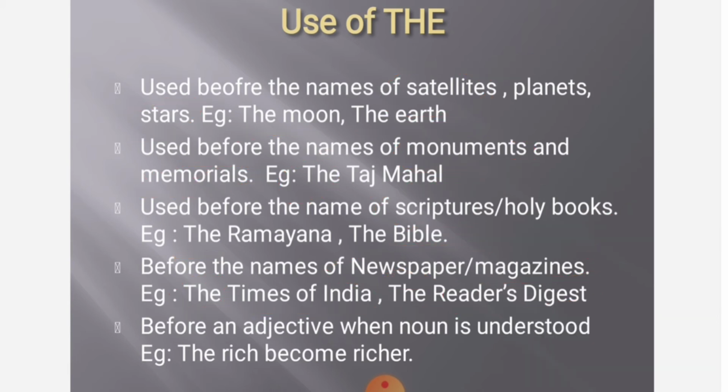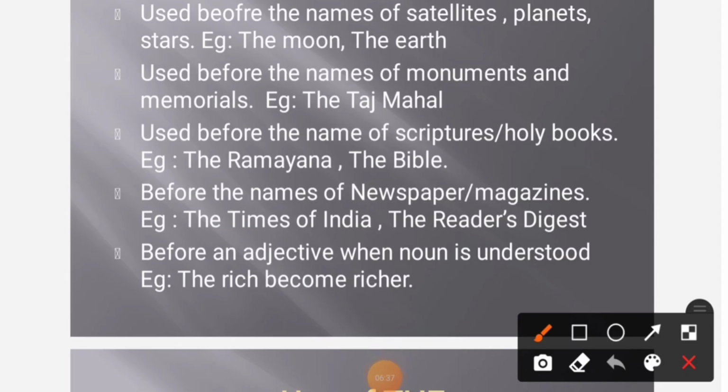'The' is also used before an adjective when the noun is understood. Let's have a look at this sentence: the rich become richer. When we say 'the rich', rich is an adjective, and we are omitting a word after rich. The rich men or the rich people become richer. The actual sentence should be like this, but here the noun is understood. We do not use the words 'the rich people' here, so in that kind of case, we can use the article 'the'.